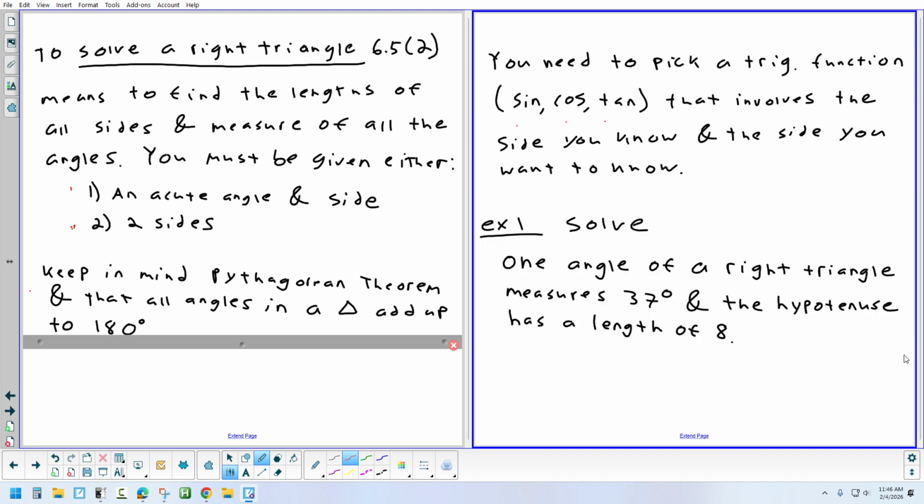All right, so let's see if we can solve this one. Now, in example 1, they're a little bit vague. They just say that one angle in a triangle is 37. They don't tell you which one it is. It could be alpha, or it could be beta. On the test, I will tell you which one it is.